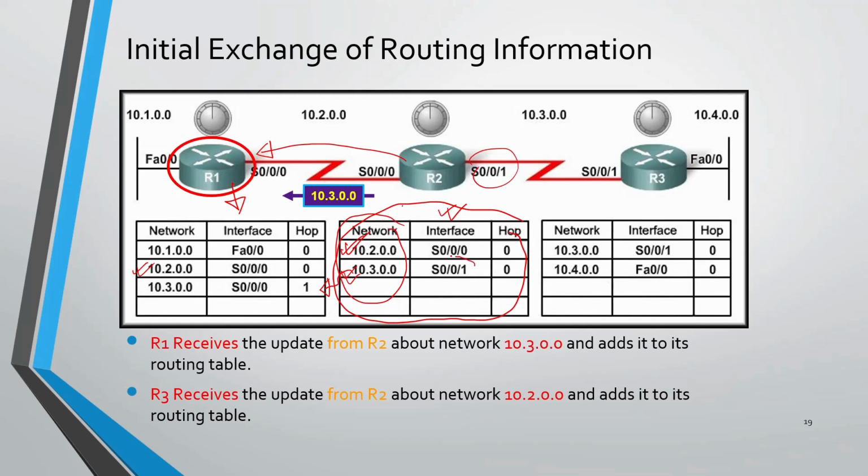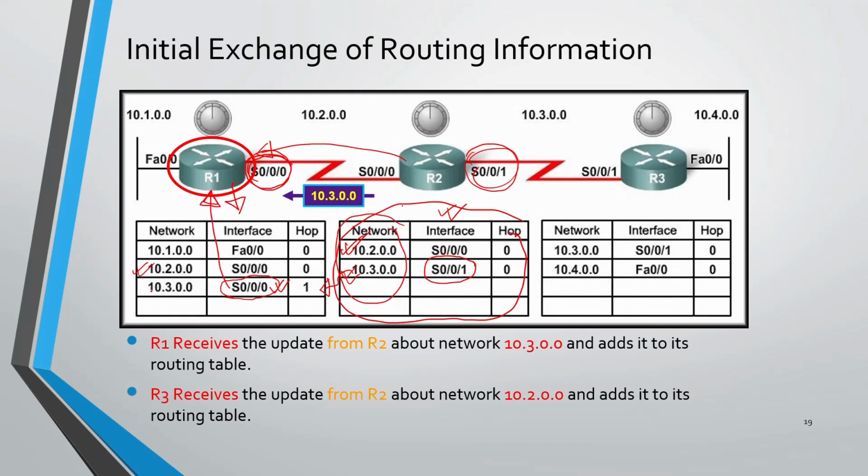See, 10.3.0.0, this network is connected with router R2's S0/0/1 interface, but here the interface information is S0/0/0. That means this information is received by this interface of router R1. That's why this is written S0/0/0. So this interface is not the interface of router R2. This interface is the interface of router R1.